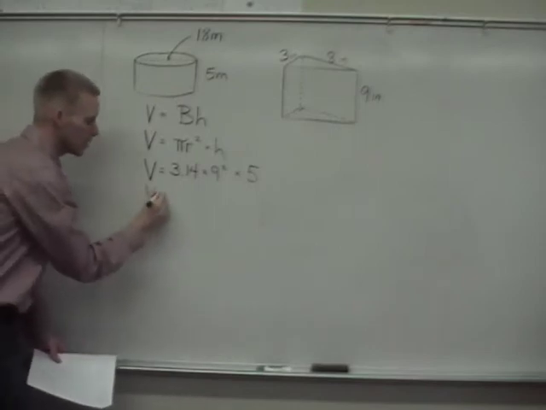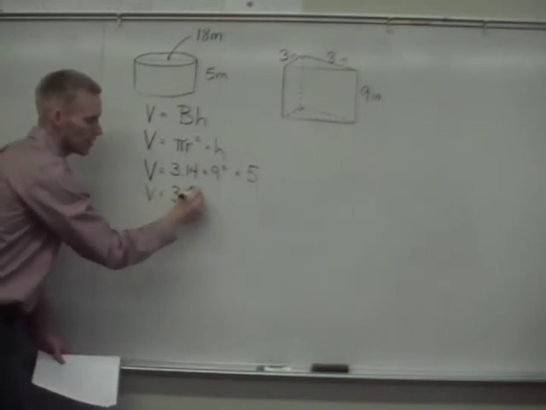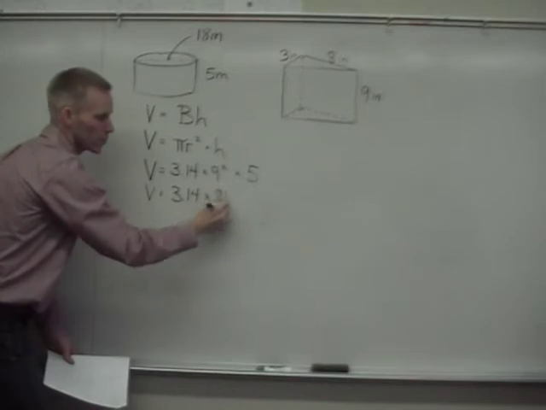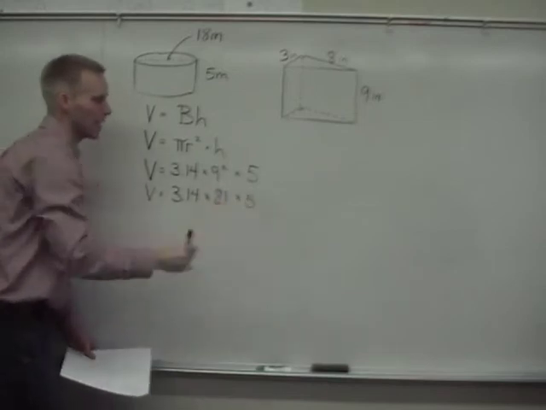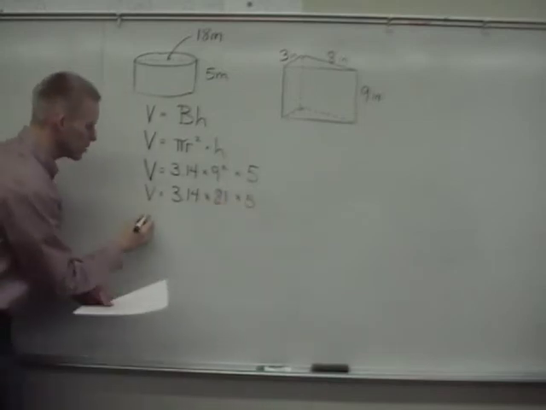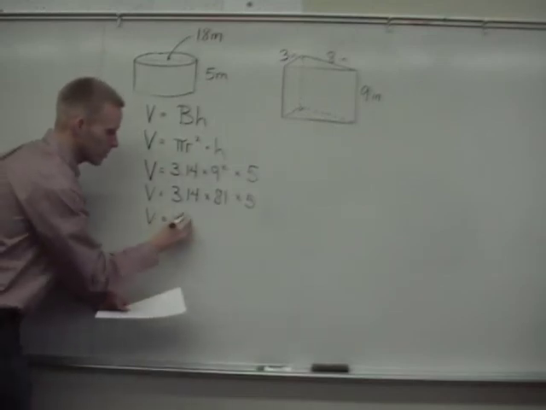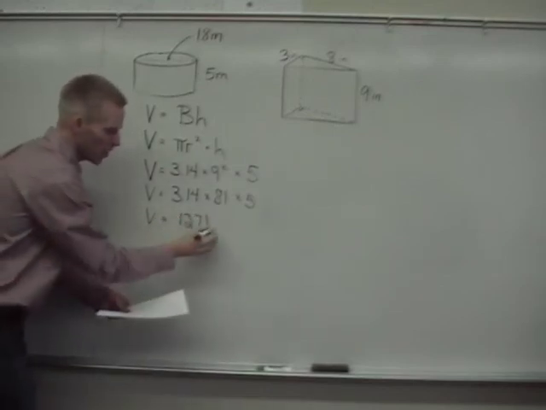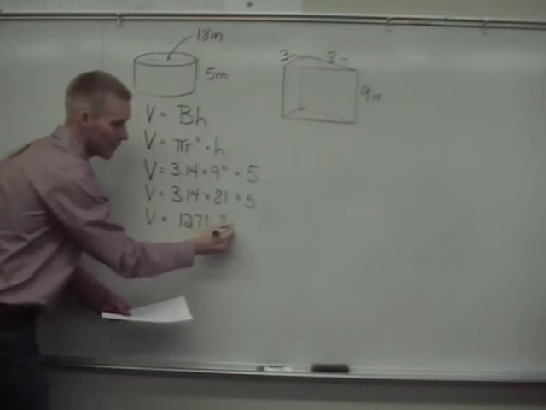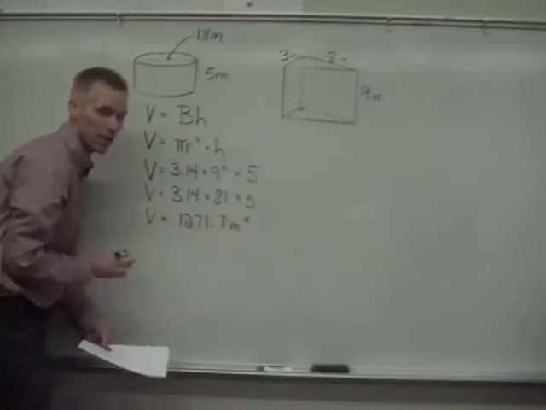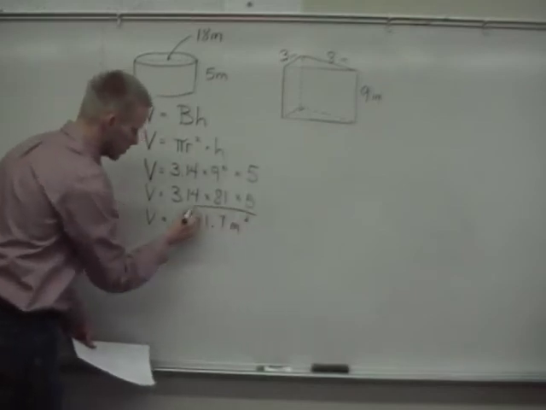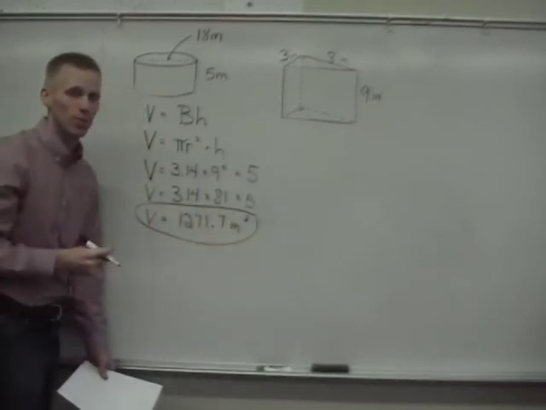We'll rewrite this one more time. Pi times r squared times our height. If we do that, we'll pull out a calculator, we get an answer 1,271, about 0.7. And since it's volume, we're talking about filling it up with cubes, so meters cubed.